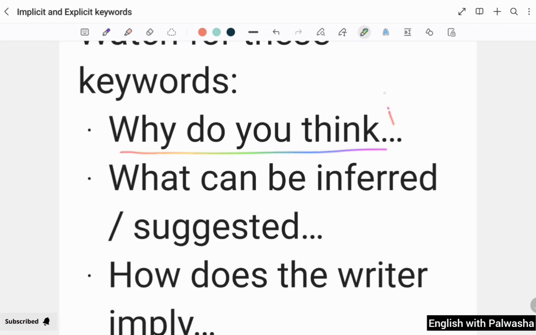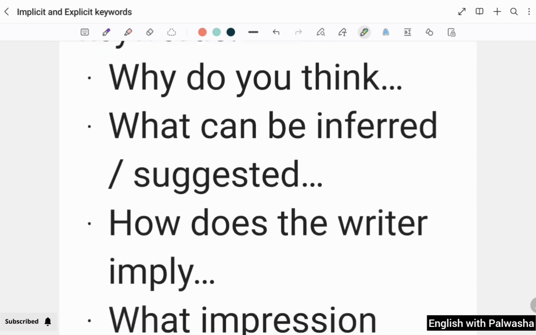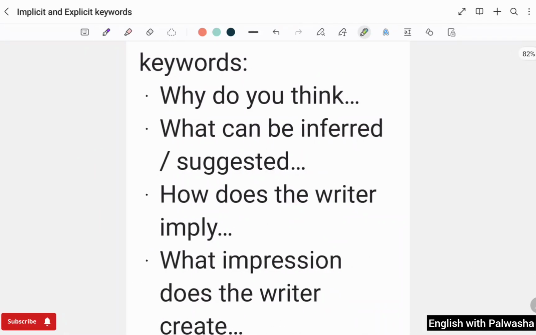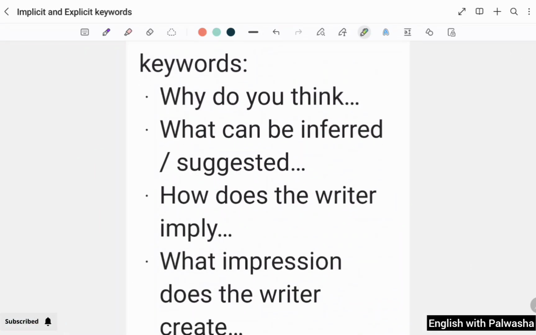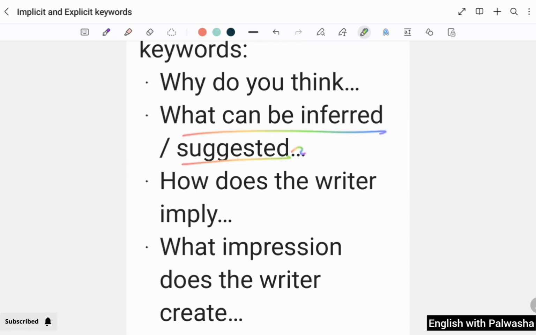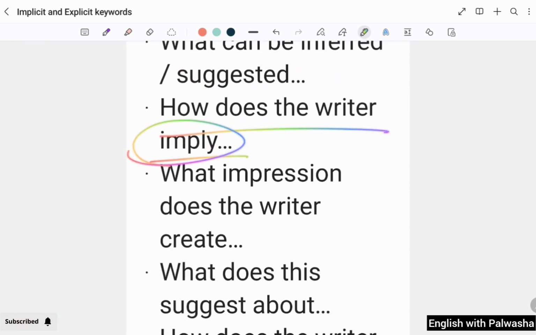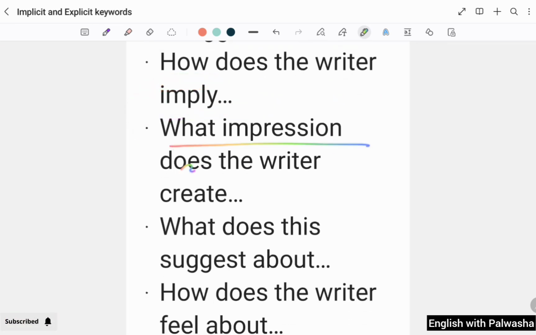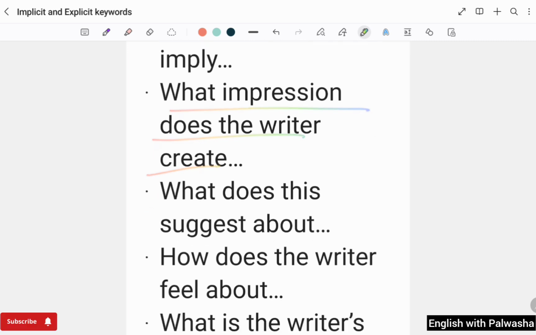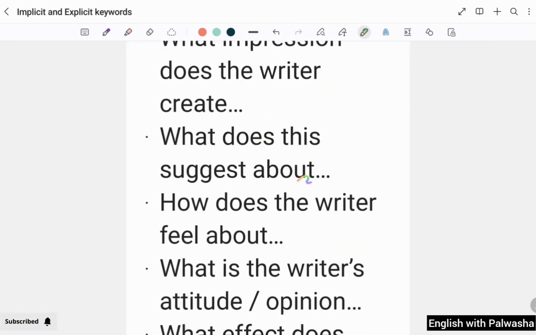Why do you think? It means it's an implicit question. These are the keywords you have to learn. Take a screenshot, write these keywords somewhere so you can get a clear idea. What can be inferred or suggested? It means it's an implicit. How does the writer imply? The word imply is used. It means implicit question. You have to write the deeper understanding. What impression does the writer create? Implicit. What does this suggest about?